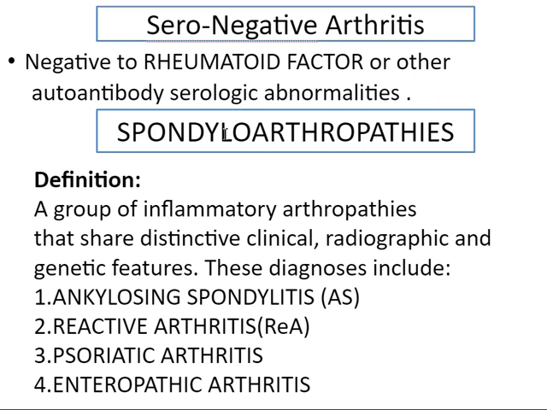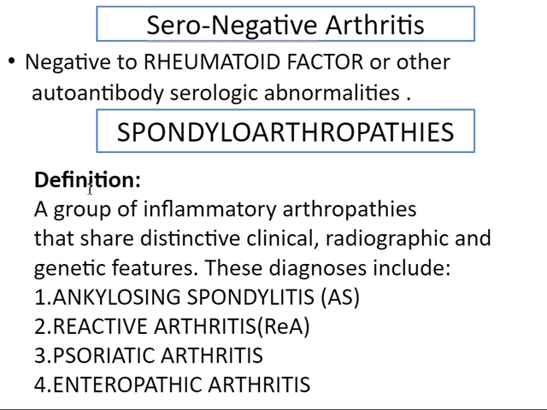Okay. Now, all the categories, the spondyloarthropathies. Spondyloarthropathies, what is the definition? It is a group of inflammatory arthropathies that share distinctive clinical and radiographic and genetic features. These include ankylosing spondylitis, reactive arthritis, psoriatic arthritis, and enteropathic arthritis. Okay, let us discuss one by one.